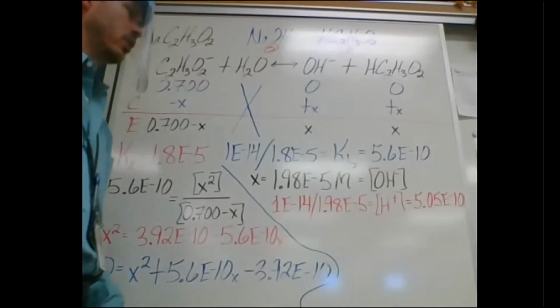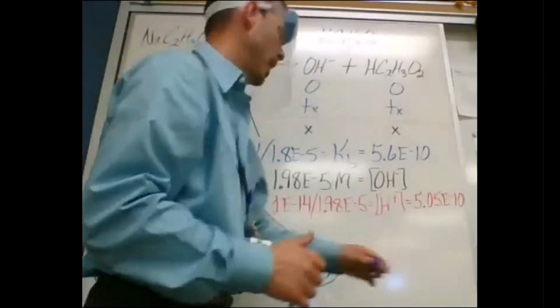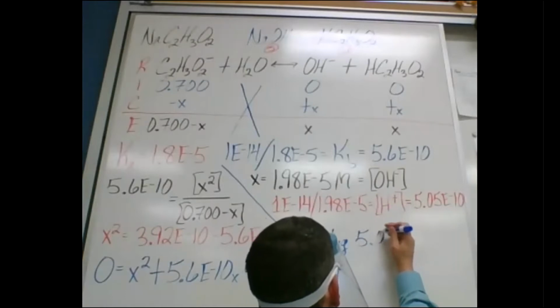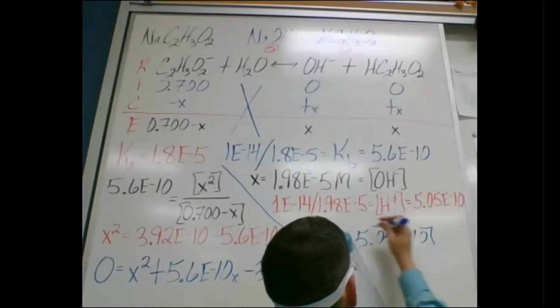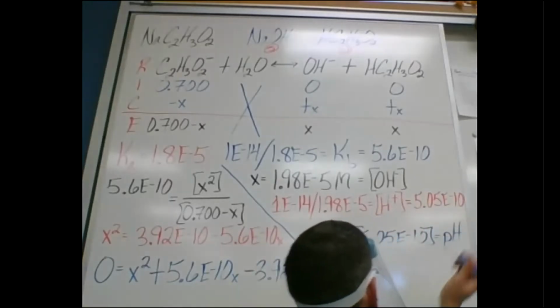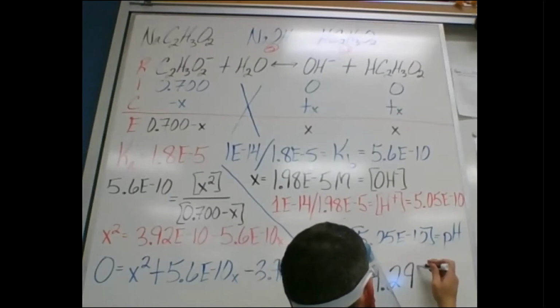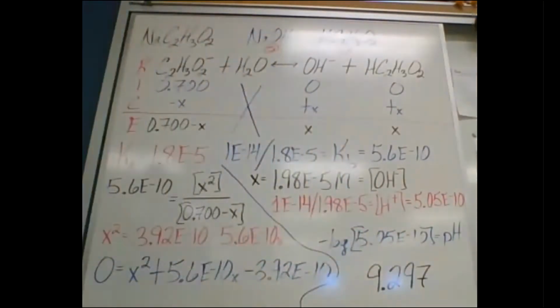Now I finally have a strong concentration of the H plus, which I know to get pH, I just need to go negative log. It's good, right? It's easy. Questions?